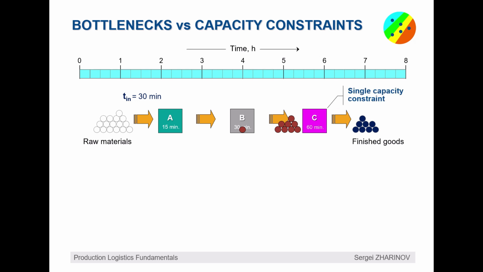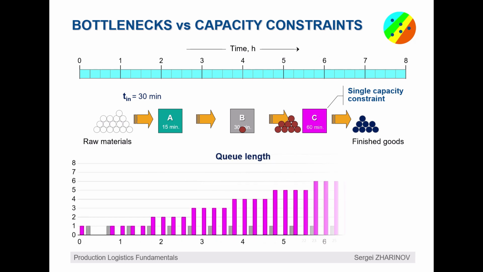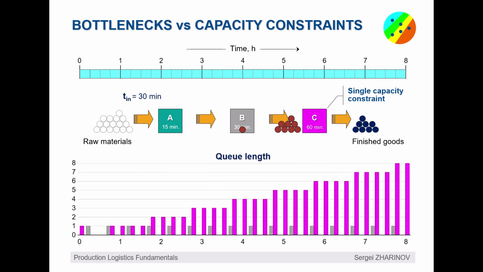As a result, we have the same 8 parts at the output and 9 more in process, including 8 before the resource C, our capacity constraint. Moreover, the queue before C is gradually growing. That is, the demand placed on this resource exceeds its capacity now. In other words, with one capacity constraint, one bottleneck appears in the system. Resource B is 100% loaded, while A is only half utilized.